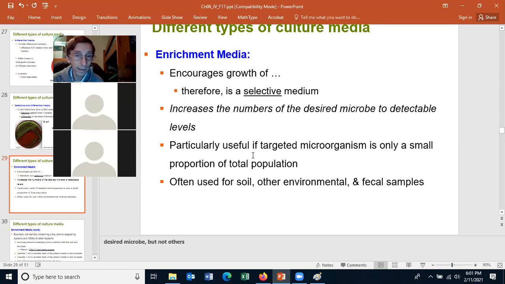It's particularly useful if a targeted microorganism is only a small proportion of the total population. And an enrichment media is often used for isolating soil microorganisms, other environmental microorganisms, or when looking for a rare human pathogen in a fecal sample. You would first put it in the enrichment media, enrich for that species, and then streak out the plate to see if you can get the microorganism of interest.